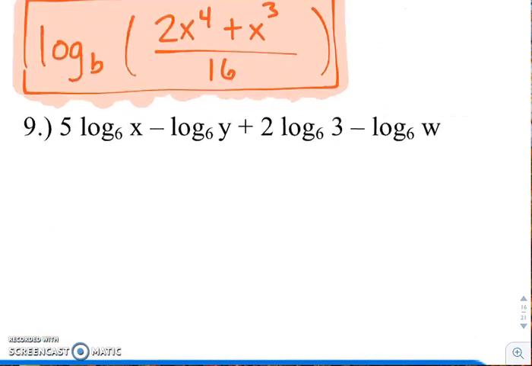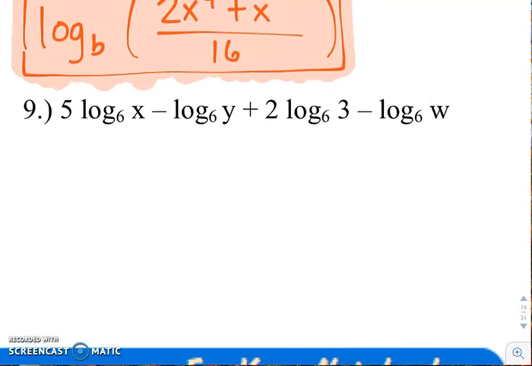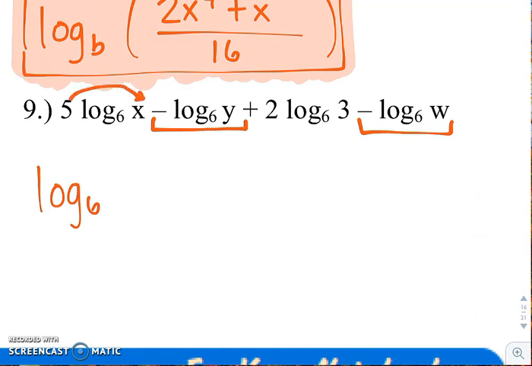Again, look at the log base that you're working with. For number 9, we've got a log base 6. So that's going to go out in the front of everything. And do we have anything negative? Yes. So these two expressions will go in the bottom of your fraction. Any numbers out in front? Yep. 5 and 2 will become exponents.